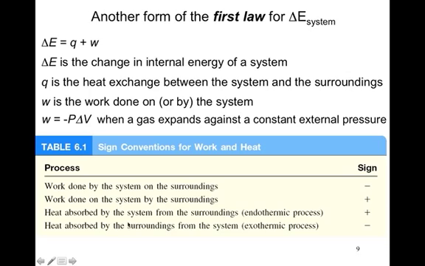Here, heat's the same thing. If heat's absorbed by the system, that's endothermic. We have positive heat. We also have negative heat. If the system's releasing heat, then heat would be negative. So hopefully you find those pretty logical.